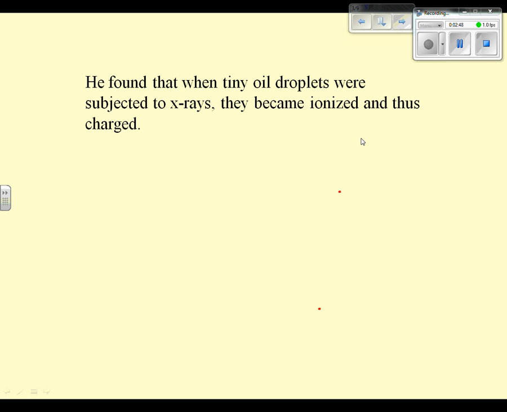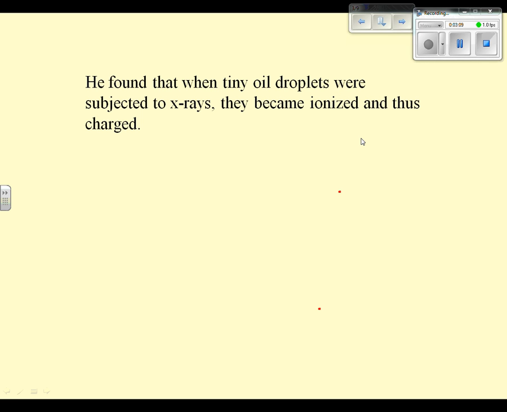Okay, so what he found was, now in the research that I've done, there's actually some differences that I've seen. One, I've seen that when he exposed the tiny oil droplets to X-rays, they became ionized. What does ionized mean? Gave them a charge, right? Ions have charge. They became ionized and thus charged.